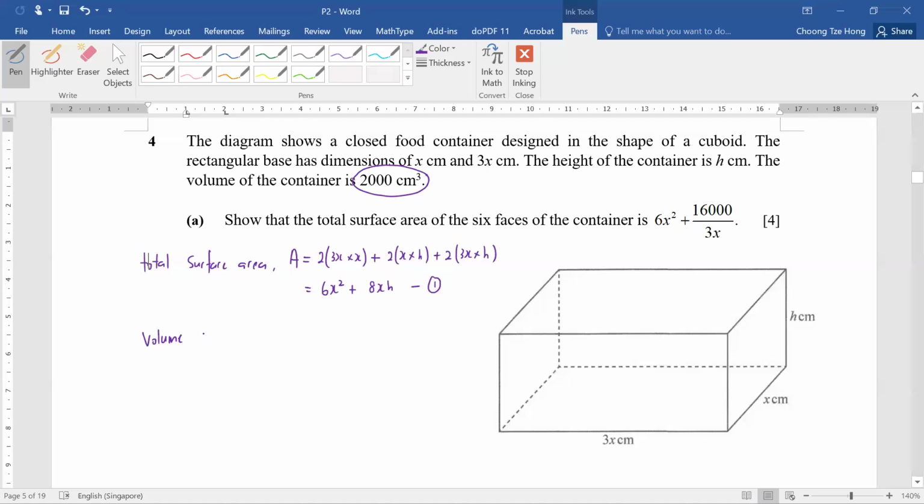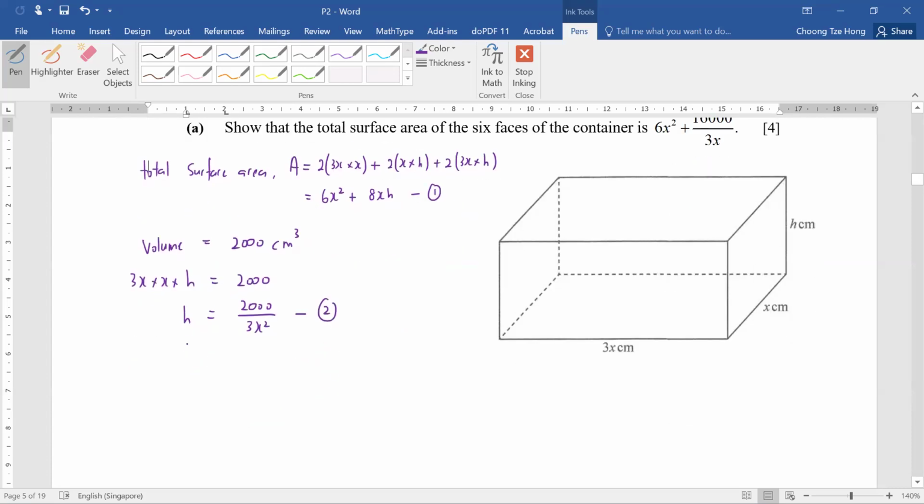So volume equals 2000 cm cubed. The volume will be base times length times breadth times height, right? So 3x times x times h will be equal to 2000. So we have 3x squared times h is 2000, so h will be 2000 over 3x squared. Let's call this 2. So we're going to substitute 2 into 1.